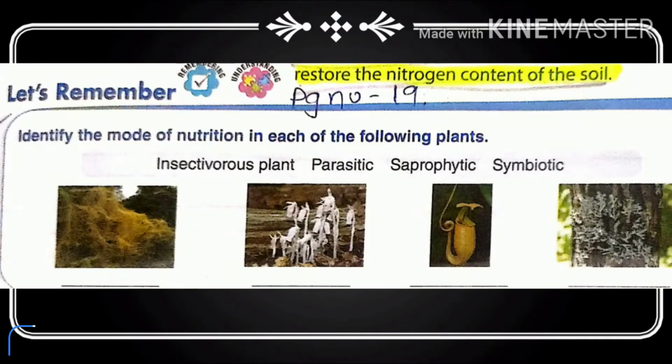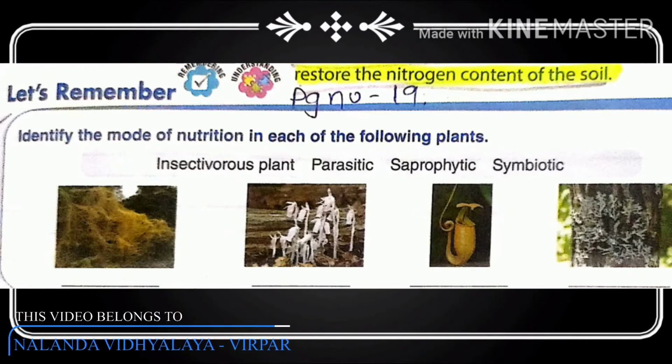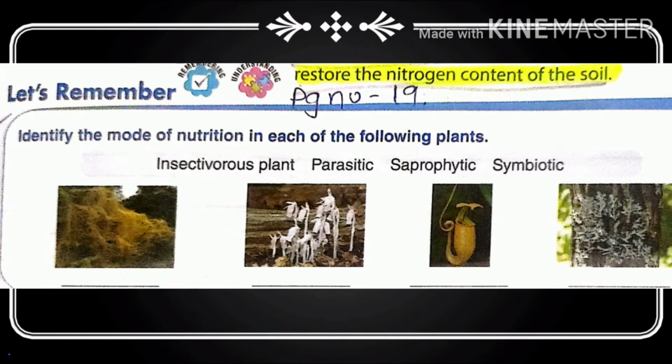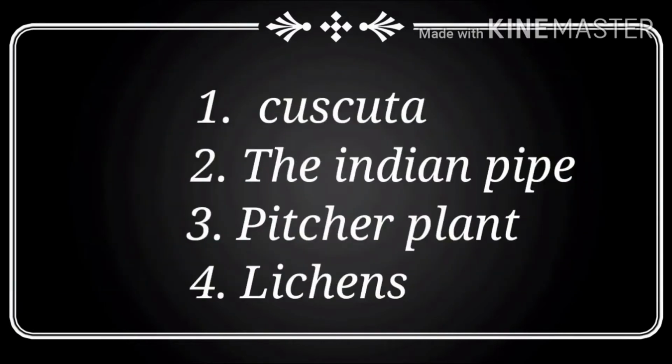Now let us see another exercise, that is on page number 19. Now in this exercise you can see the 4 different pictures and 4 options are given. You have to see the picture properly and then you have to choose appropriate option. Pause the video for a while and think about it. You will get the answer. So the answer is first is Cuscuta, second is the Indian pipe, third is pitcher plant and fourth is lichens. Now this you have to note it down in textbook.